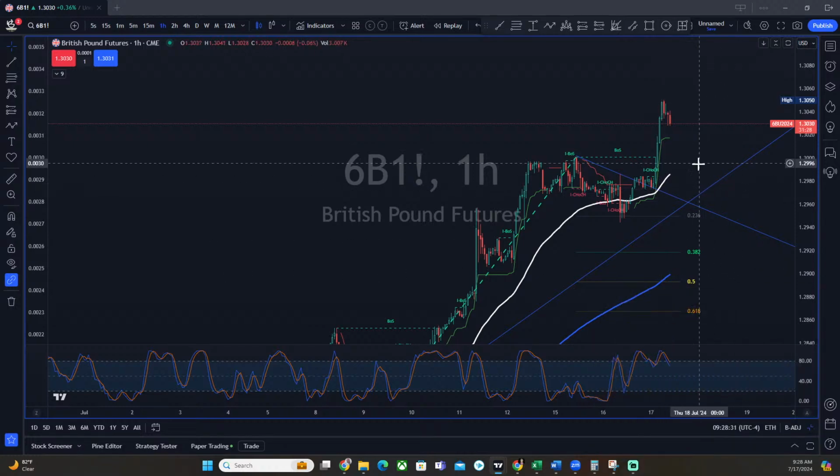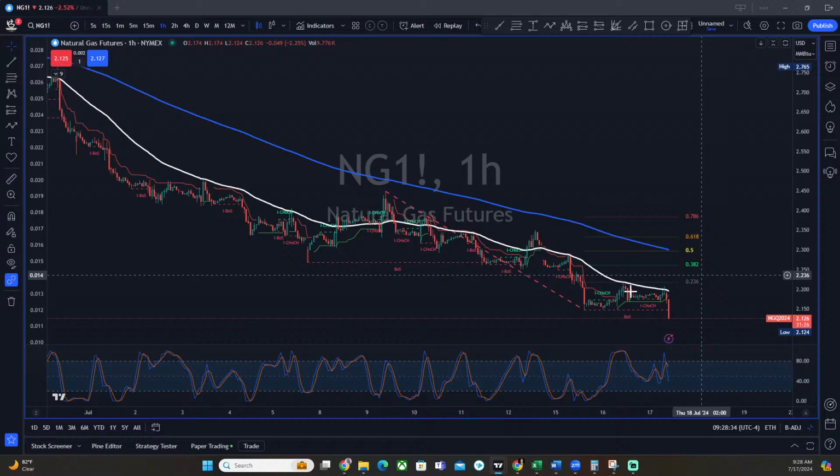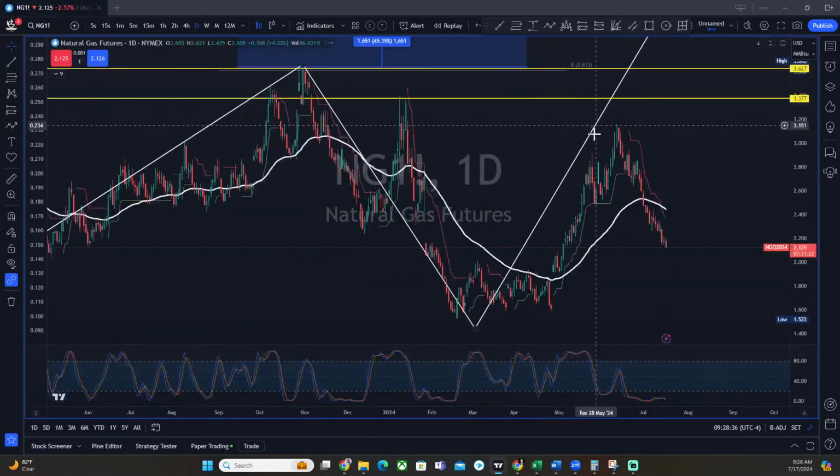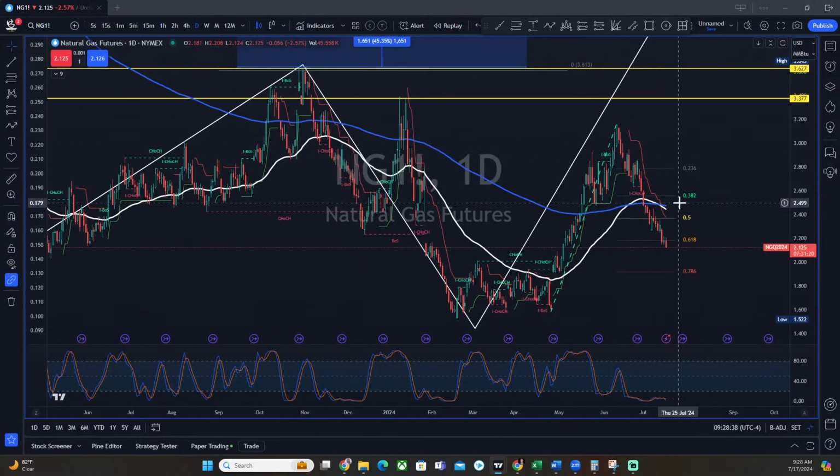All right, 1 minute. Natural gas coming down, just like I said, it's supposed to be going down. We're in the wrong type of season. It did have a nice little pullback, but you can see this death cross is now coming into fruition.